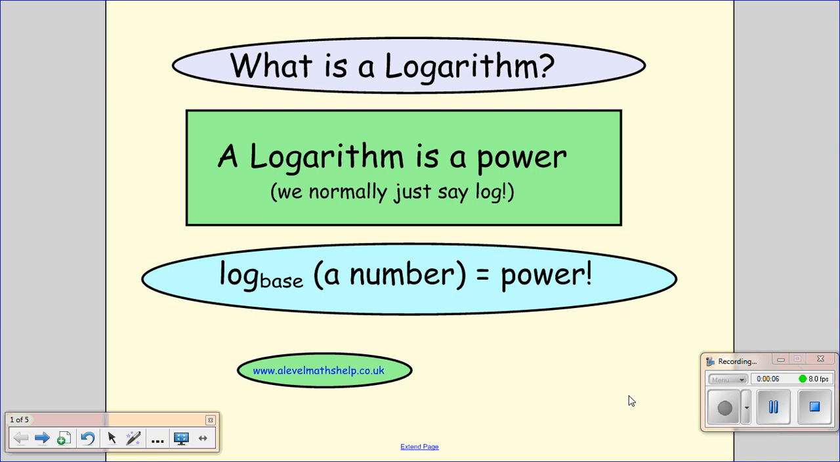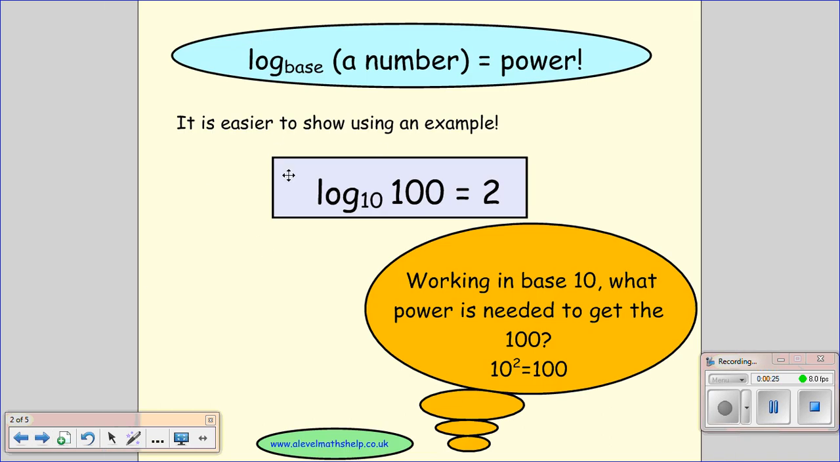Now the key thing to understanding logarithms is to understand that the logarithm of a number is the power that gives you that number. So it can be written here: when we take a log of a given base of a number, the answer is the power. Now the easiest way of doing this is to show you an example, to see what we're talking about.